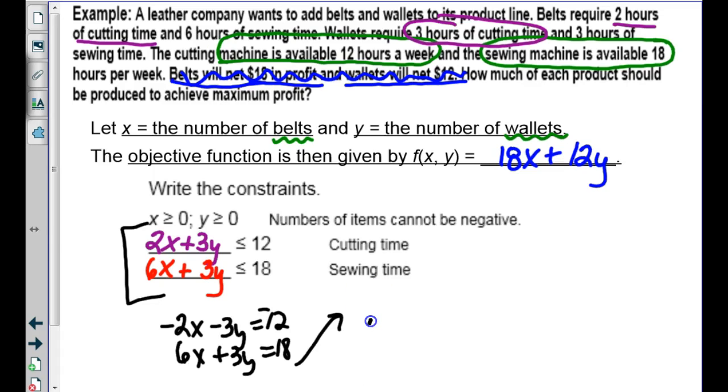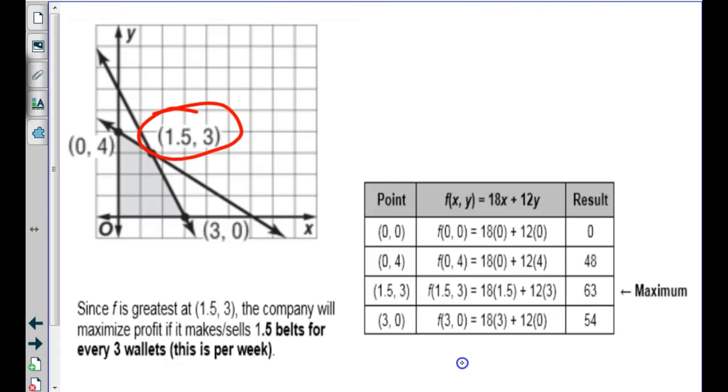Okay, now if I add them, I get 4x equals 6. That's 1.5, right? 6 divided by 4? If I put 1.5 back in, 2 times 1.5 is 3, so I'd have negative 3. If I add it over here, I have negative 9. I divide and I get positive 3. All right, maybe a matrix would have been a good idea. Okay, anyway, that's how they got that point.